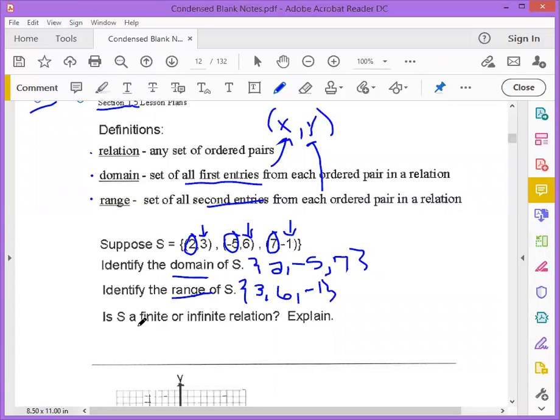Is S a finite or infinite relation? Now these terms, finite and infinite, should stand out to you. We know infinite as being infinitely many, so it would mean that S would run on forever and ever. There would be no stopping point. Finite means that you can count them and there is a stopping point. So we can clearly count the 3 terms in the domain and the 3 terms in the range. Therefore, this would be considered a finite relationship.